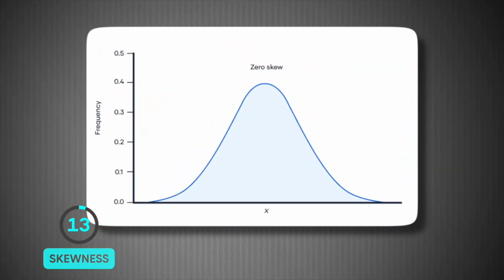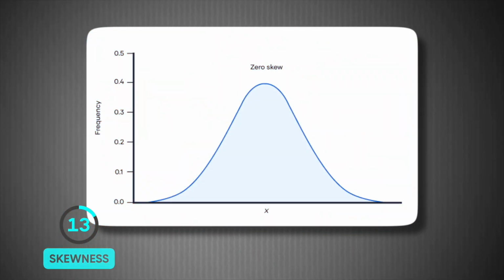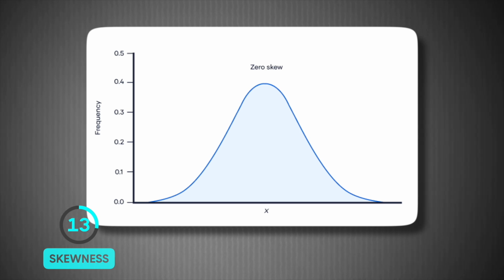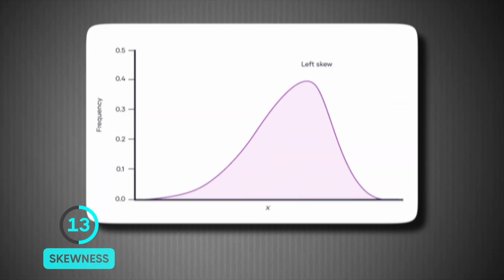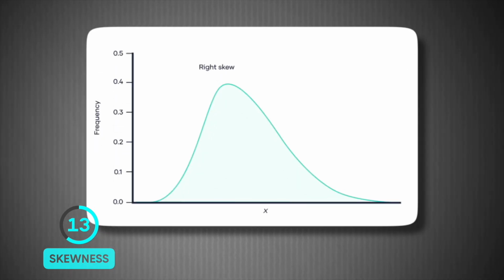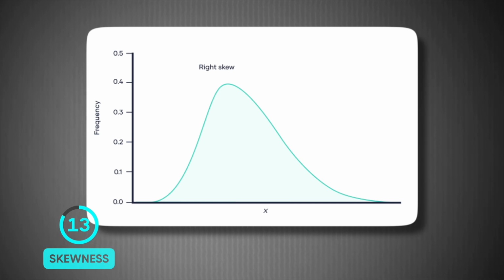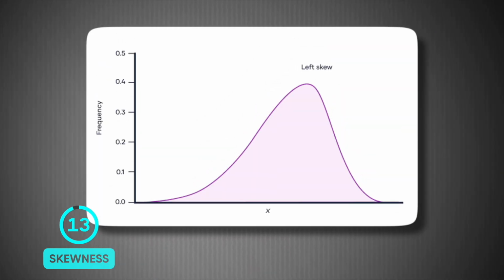Then we have skewness, which is a measure of the asymmetry of the distribution of a variable around its mean. So if the curve is shifted to the left or to the right, it is said to be skewed. And so positive skewness indicates a distribution that is skewed towards the left, while negative skewness indicates a distribution that is skewed to the right.